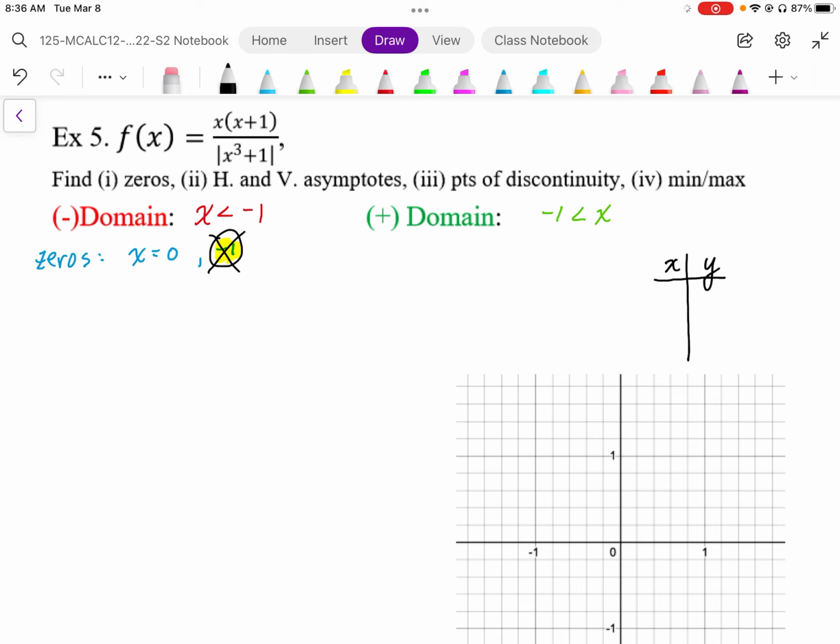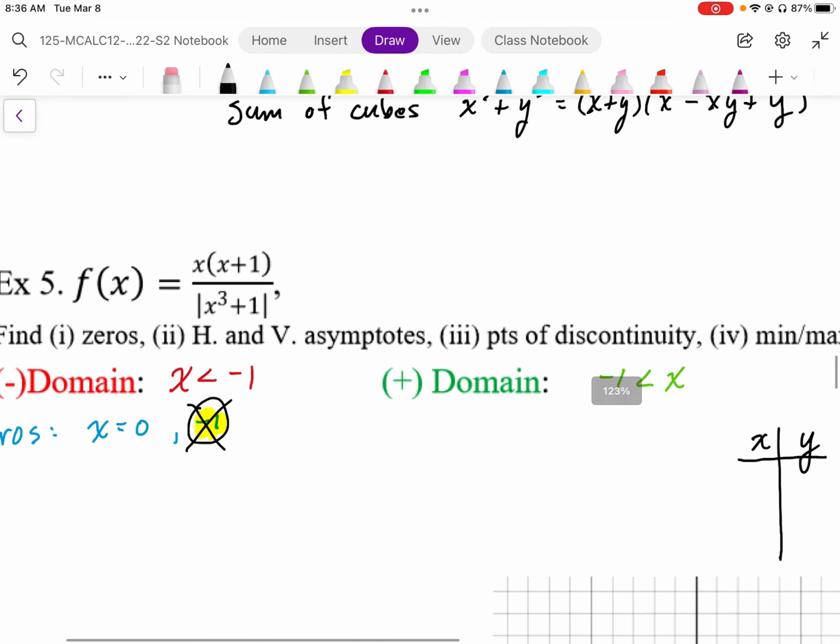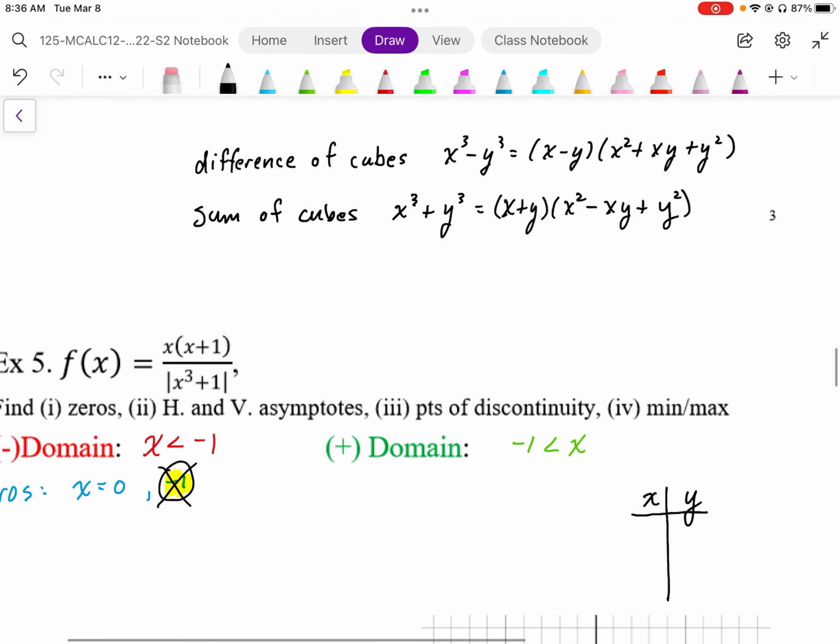Now, we want to simplify this expression because it looks like it has common factors, but we should factor the x cubed plus 1. And that is actually a sum of cubes, and there's actually a formula for that. And there's actually two formulas. One is for the difference of cubes, and another one is for a sum of cubes. It's nice to know these formulas. However, if you don't know these formulas, we can always work them out by breaking down the polynomial. So I'm going to use a formula since I have it.